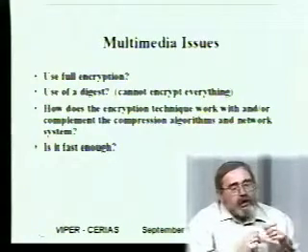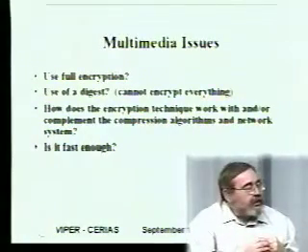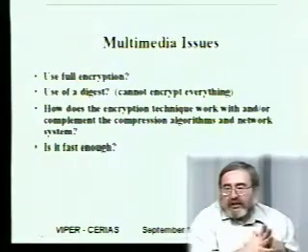Now, for multimedia information, particularly images, video, and audio, there are problems having to do with, let's say, if you use full encryption. You could do full encryption, and there are applications I'll talk about where that happens. You could also use a digest. In other words, you could hash the signal because you can't encrypt everything, perhaps. But there's a problem with how encryption works, does and does not work, and complements the compression techniques, because all of these media signals are going to have to be compressed. There are also some issues about making the encryption technique fast enough.